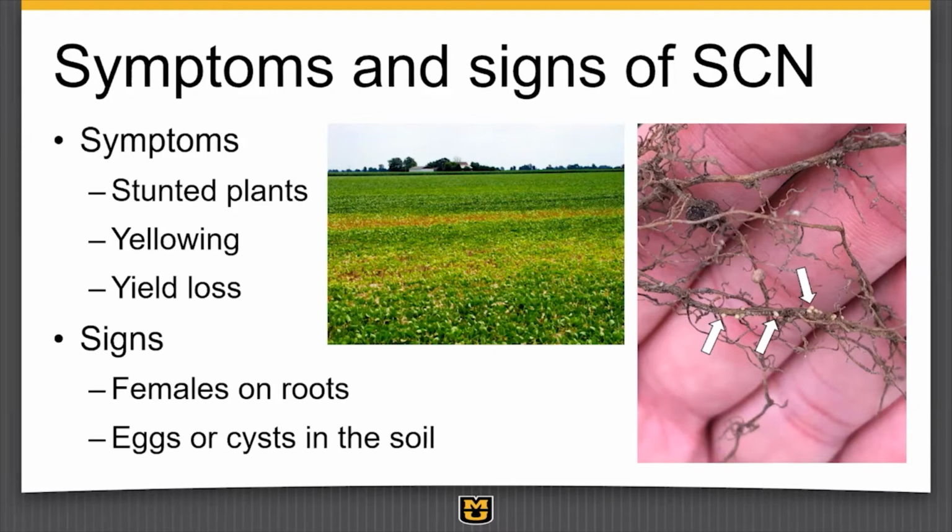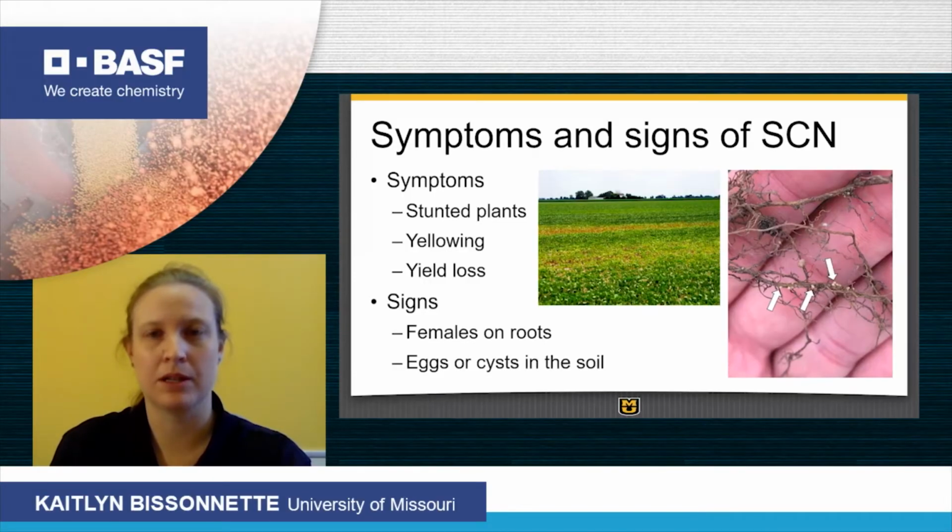Other things that you will be looking for to find soybean cyst nematode are the signs, which will be the females that are on the roots, which are shown on the right. The white arrows are pointing to the white to tan colored females that you can see on the roots. And those will be found about 30 days after planting at the earliest. And those are actually feeding on those root tissues. Also, if you take a soil test, you can find eggs or cysts in the soil. So those are some of the signs and symptoms of soybean cyst nematode in a field.